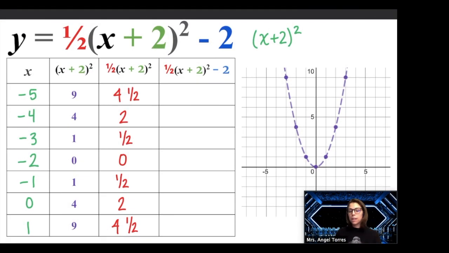Last but certainly not least, let's go ahead and apply our vertical shift. So we're taking our new outputs and subtracting 2. 4.5 minus 2 gives us 2.5, 0, -1.